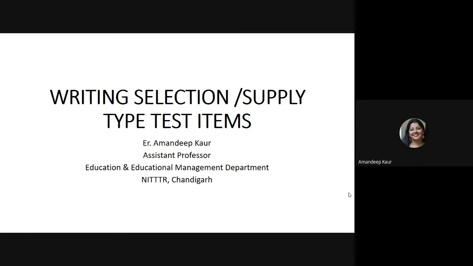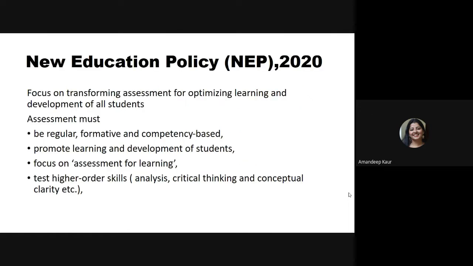So with this note, we are going to start with this session, writing selection and supply type of test items. As far as the New Education Policy 2020 is concerned, there is a major focus on the assessment part of the student. So when it comes to assessment, it is said in the policy that we need to focus on transforming assessment for optimizing learning and development of all the students.